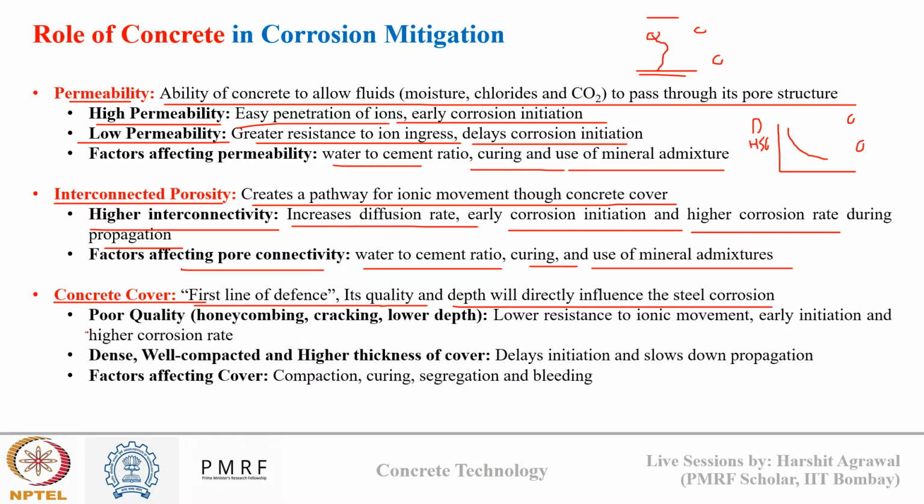So if we have a poor concrete cover, like honeycombing or cracking or very low cover depth, then it will offer low resistance to ionic ingress. So initiation and propagation will happen faster. However, if you have a dense, well compacted and high thickness cover, it will delay initiation and slow down the propagation also. So compaction, curing, and resistance against segregation and bleeding play a very important role in defining the quality of cover concrete, which plays a very important role in delaying corrosion.